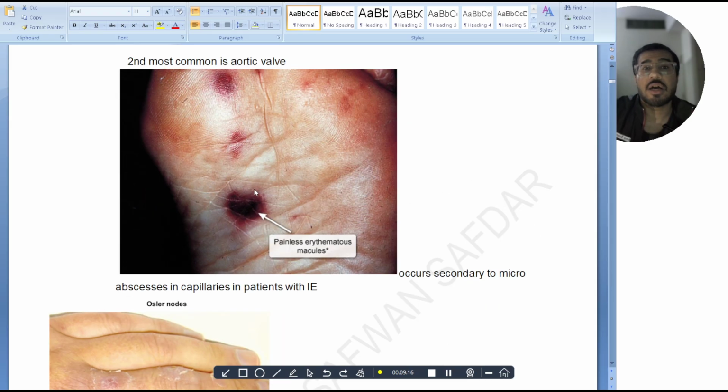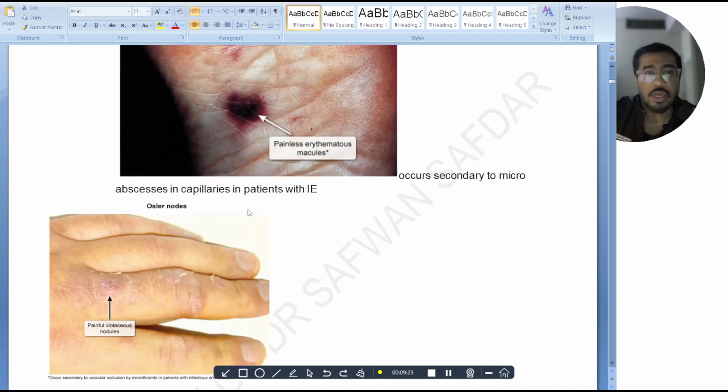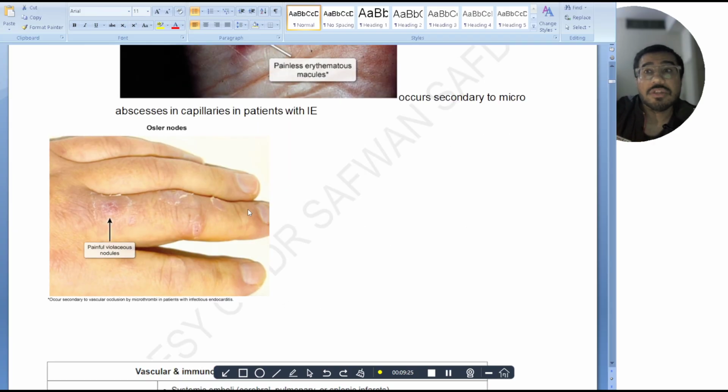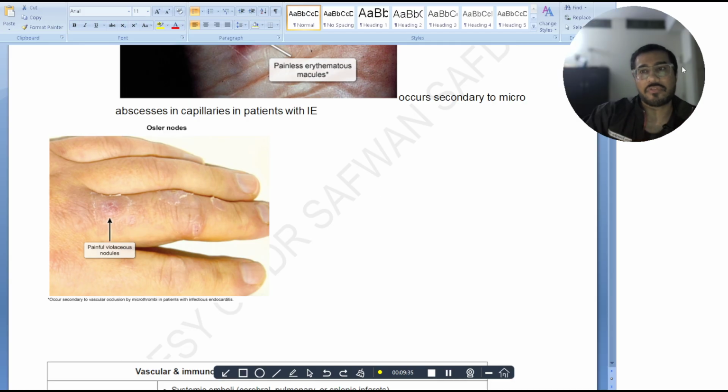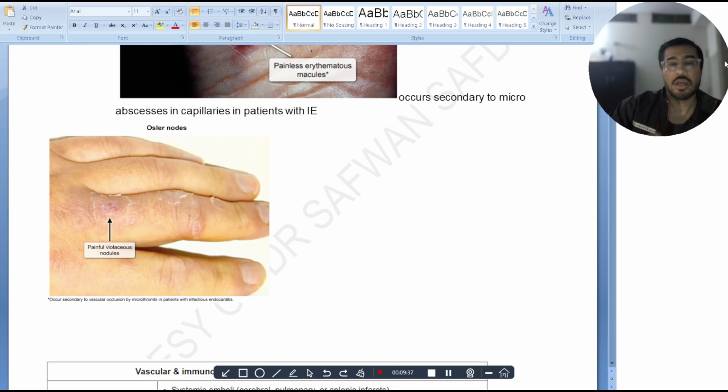So the Janeway lesions are gonna be painless and they are gonna be macule like, red. But when it comes to Osler nodes, they are gonna be nodular and they are going to be painful, and they're going to be present at the toes and the fingers. They are present at the periphery. That is what I mean to say.